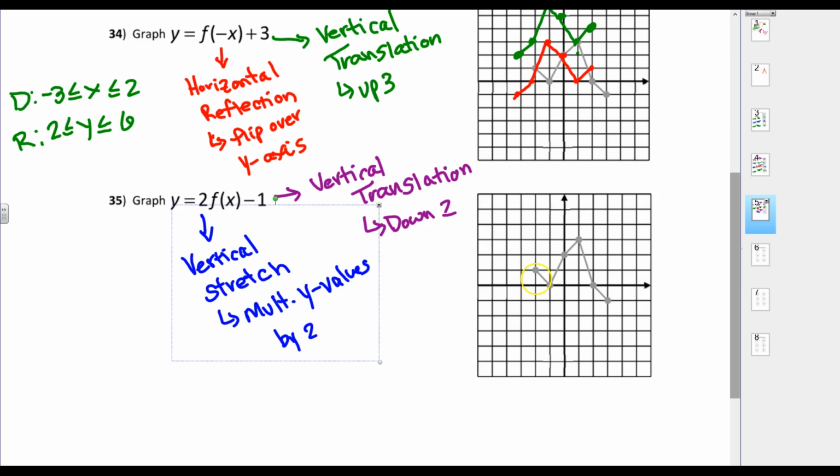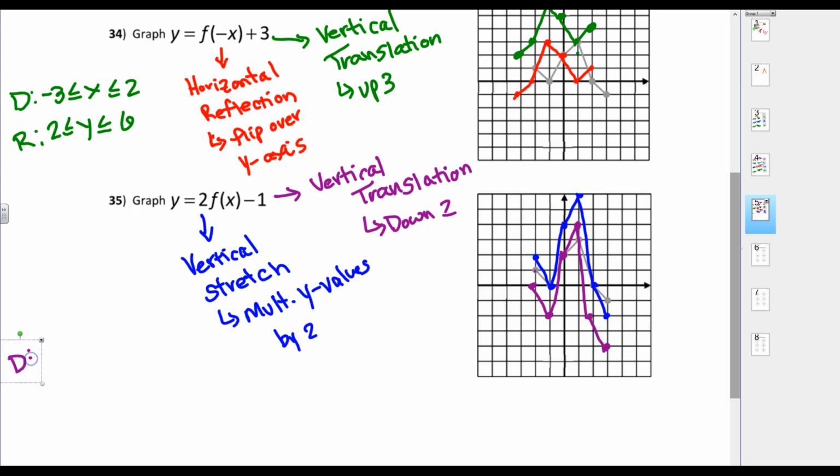So this y value was 1. Now it's going to be 2 because we're multiplying by 2. Y value of 0 stays 0. Y value of 2 becomes 4. Y value of 3 becomes 6. Y value of 0 stays 0. -1 becomes -2. So that's just the stretch. And now I'm going to translate all of that down 2 units. So we're going to go from here, down 2 units, graphs to here. This guy, down 2 units, graphs to here. Down 2 units, down 2 units, down 2 units, and down 2 units. So we get this graph.